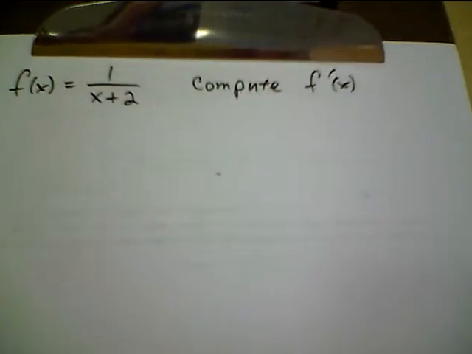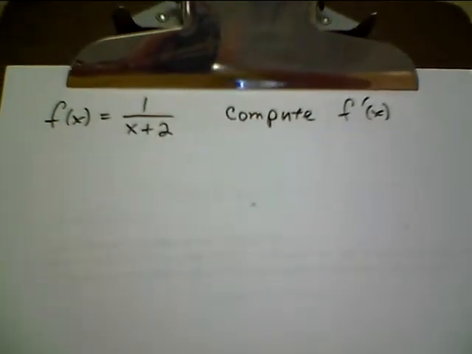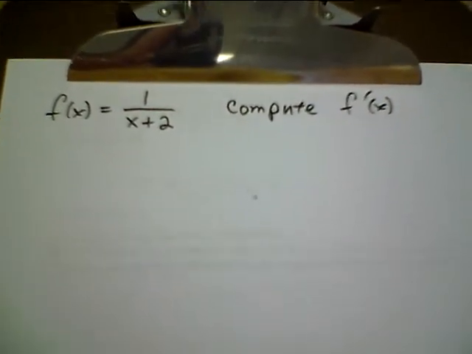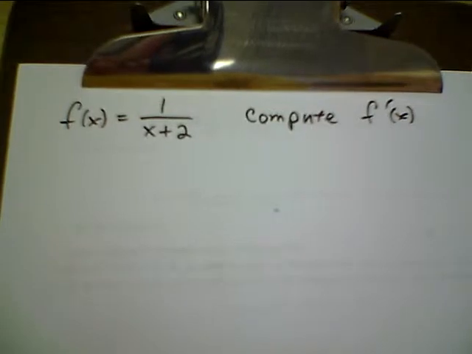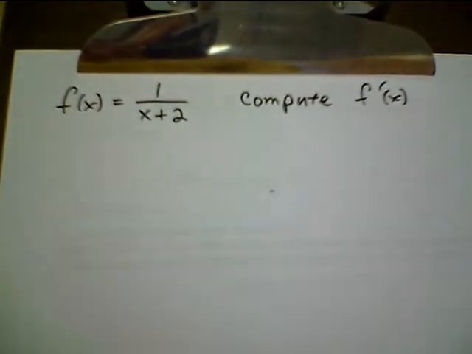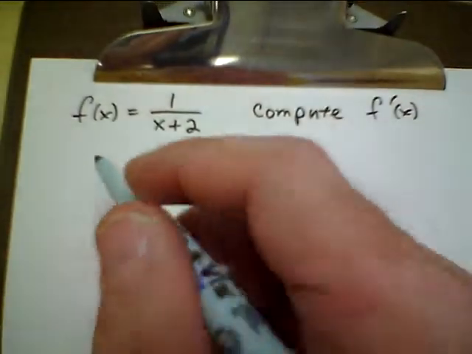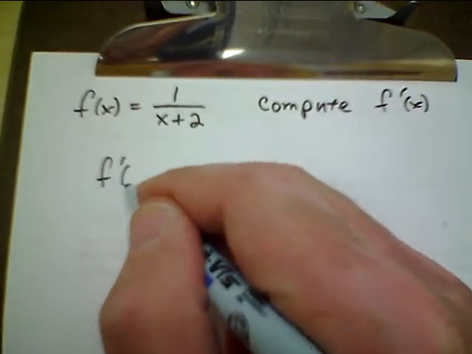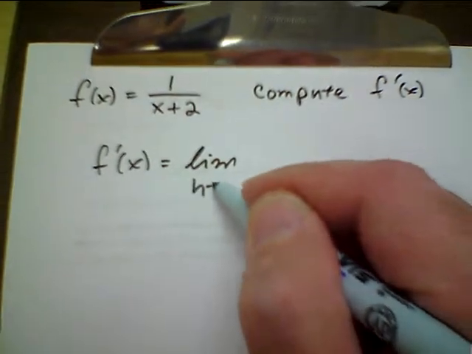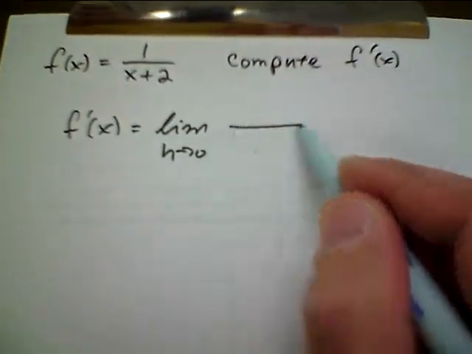Hello, calculus students. All right, once again, we have a derivative problem, computation of a derivative problem. Here the function is 1 over x plus 2, and we want to find f prime of x, so we're going to compute the derivative of f of x. So what I'm going to start with here is my limit definition of the derivative. So I write my difference quotient.